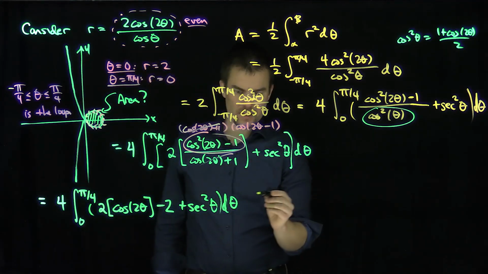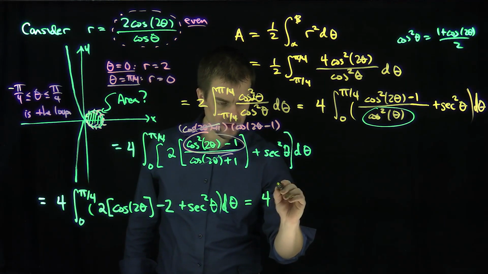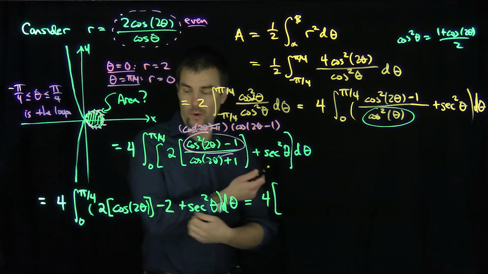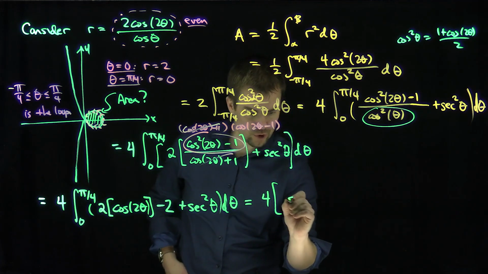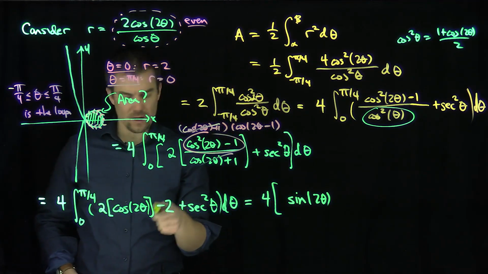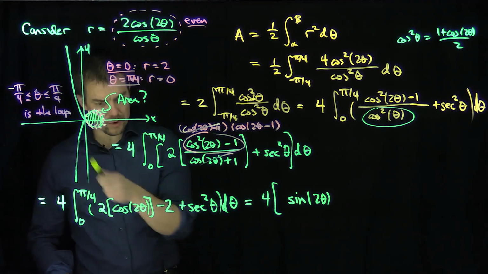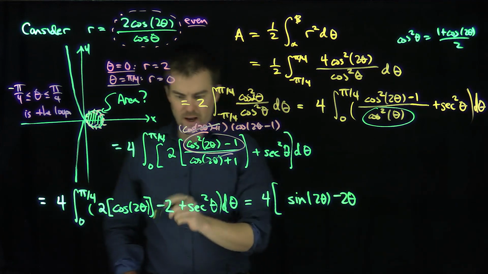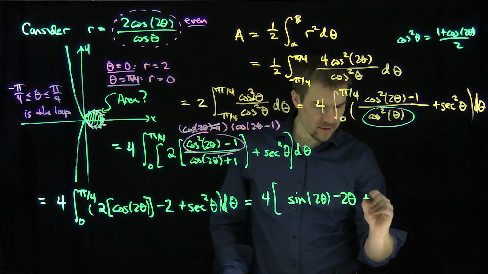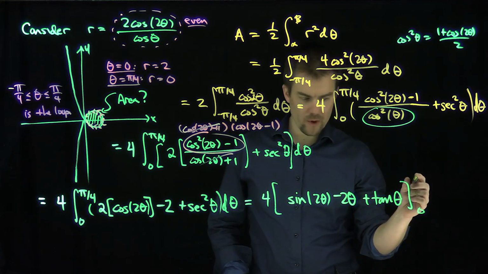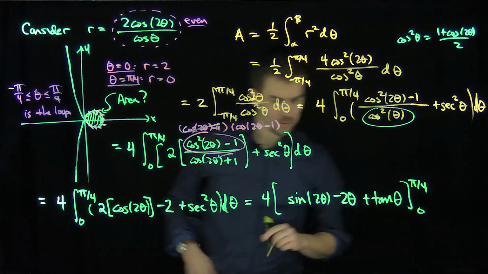Now for the antiderivative of this, I'm going to have a total of 4 copies of the following. The antiderivative of 2 cosine 2 theta is just going to be the sine of 2 theta. Let's check that. The derivative of sine of 2 theta is cosine of 2 theta times 2, so that works out. Then we have a negative 2 theta. That's easy. And then the antiderivative of secant squared is tangent, right? So tangent of theta, from 0 all the way up to pi over 4.